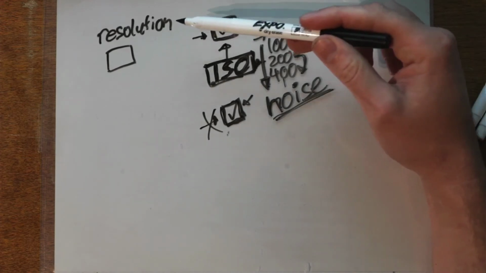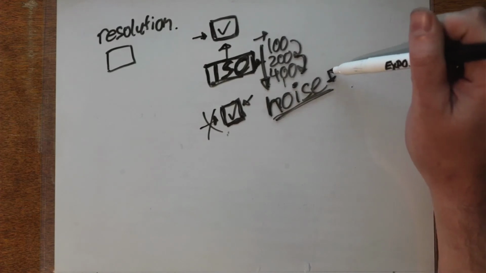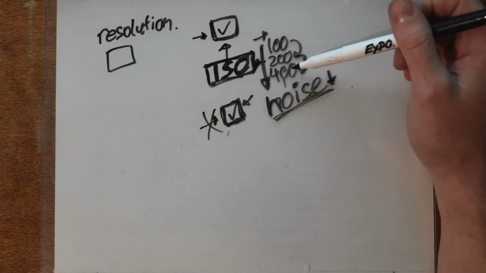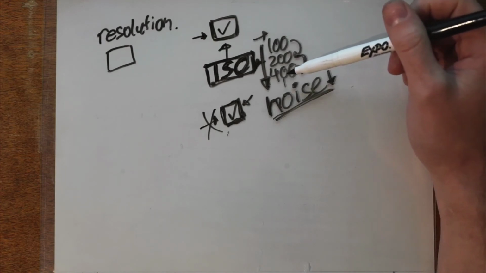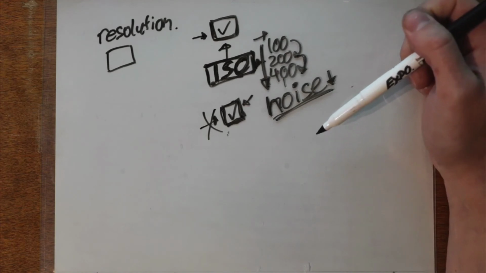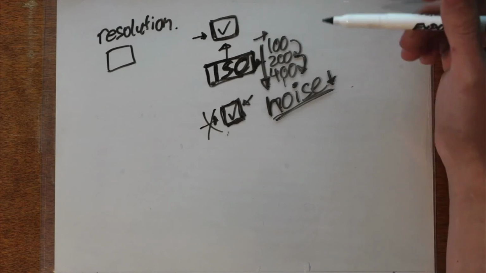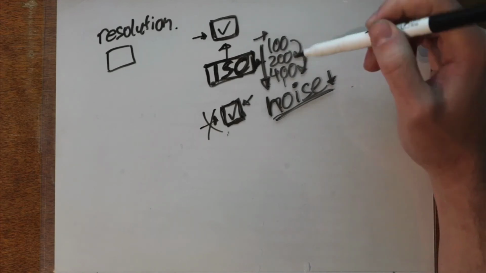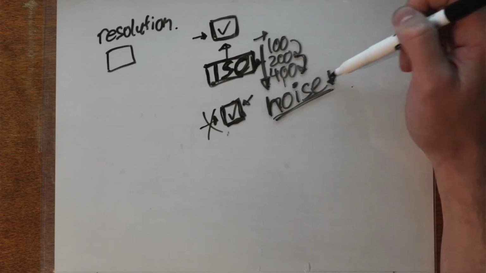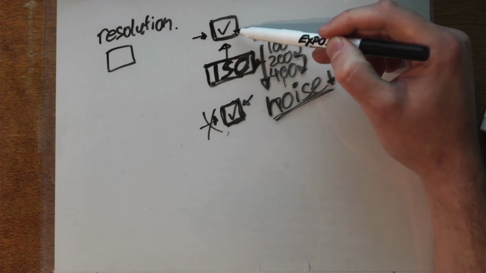A higher quality sensor can give us less noise at the same ISO. So a camera 10 years ago at ISO 400 might look like a camera now at ISO 24,000, or 25,600, whatever it is. And that is just because the sensor has gotten better at reducing noise and better at sensing incoming light.